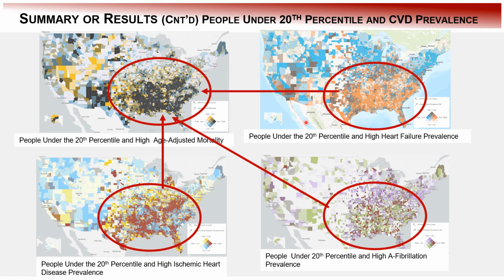Therefore, we can infer, in the upper left map, that people living under the 20th percentile with high income inequality concentrate high prevalences of cardiovascular diseases such as heart failure, atrial fibrillation, and ischemic heart disease.